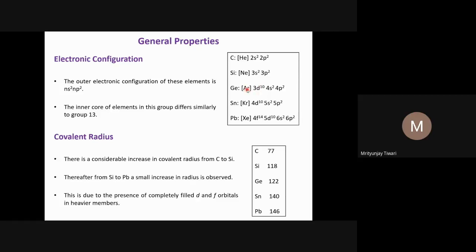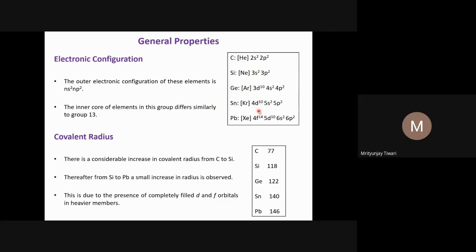So what is the electronic configuration of argon? 1s2, 2s2, 2p6, 3s2, 3p6, then 3d10, and later on these 4 electrons are the valence shell electrons. And then tin also contains, you can see here, only d electrons.